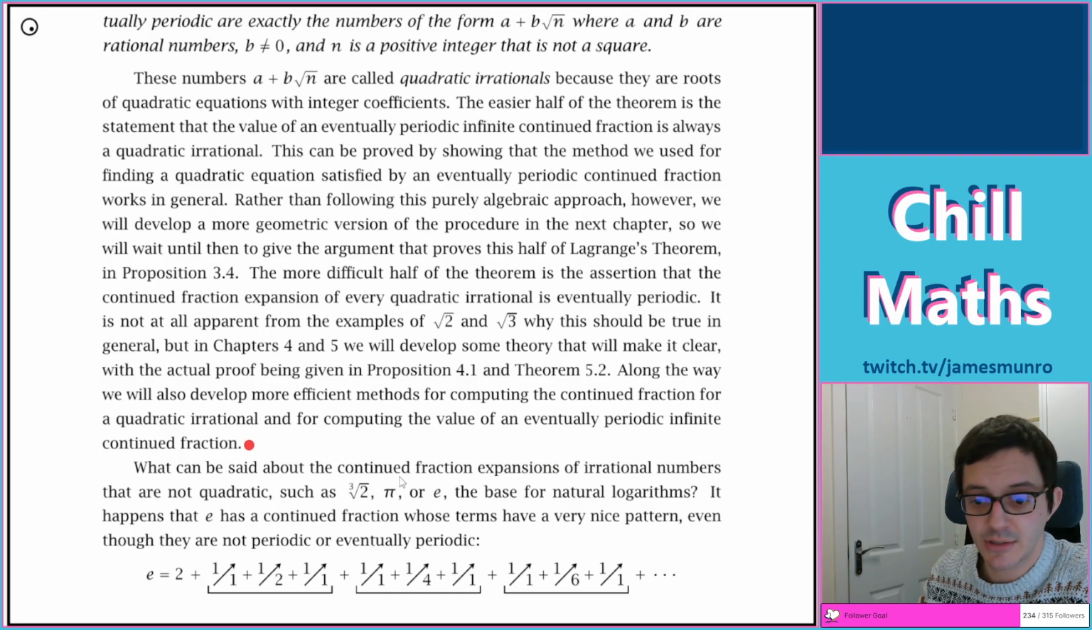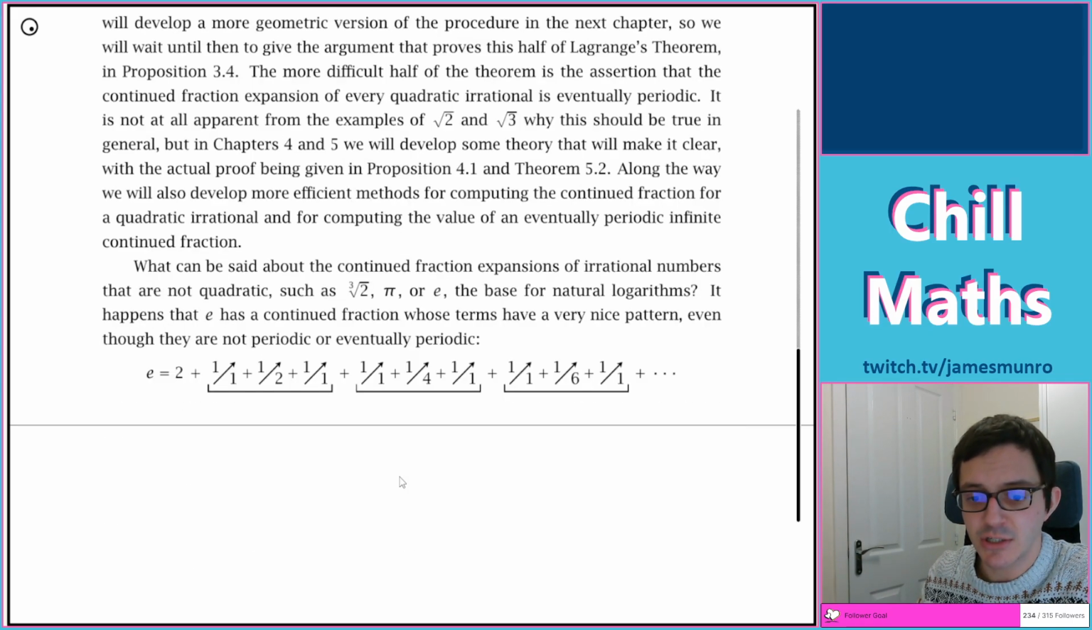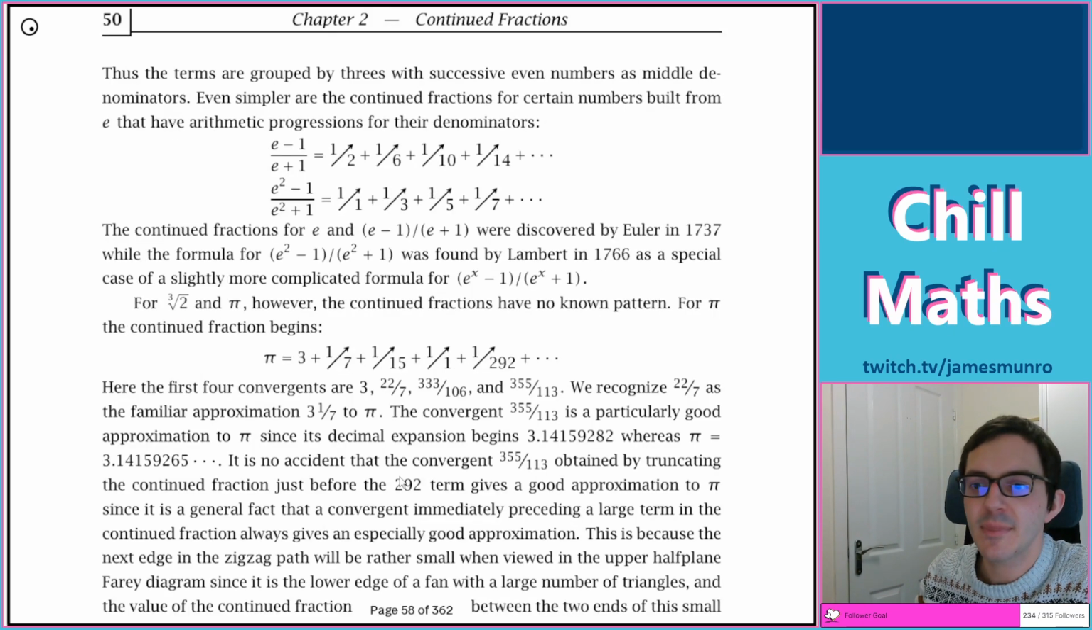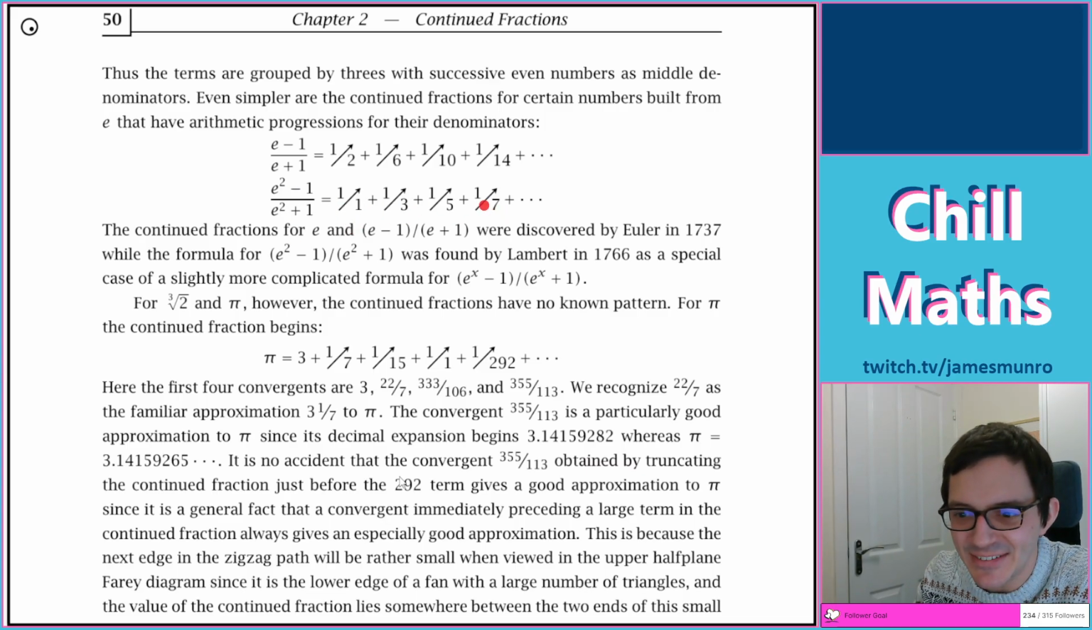continued fraction. Nice. Okay. And then I think this might end a section, so I'm going to have a quick look at it. But this might end a section just to have a look at other ones. E has got a nice continued fraction. Goodness me. Of course it does. Successive even numbers. Even simpler. Things built from E. Oh gosh, that is very nice. Oh, that's too nice. Oh dear.